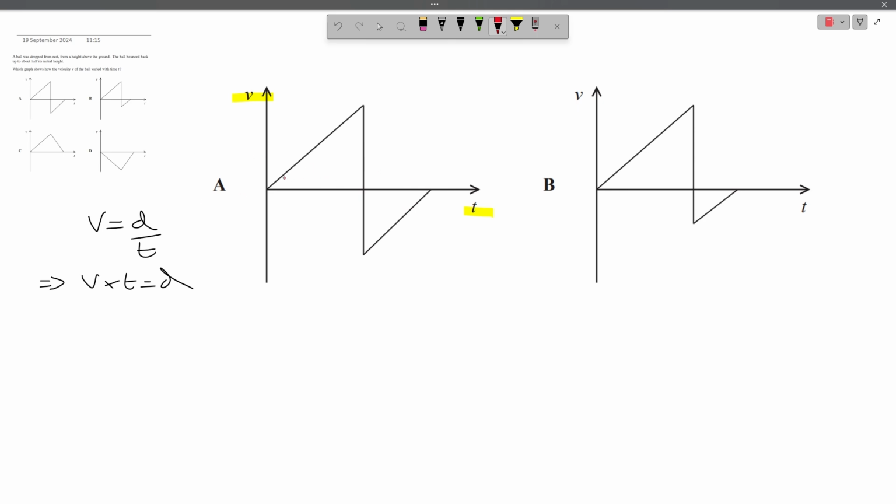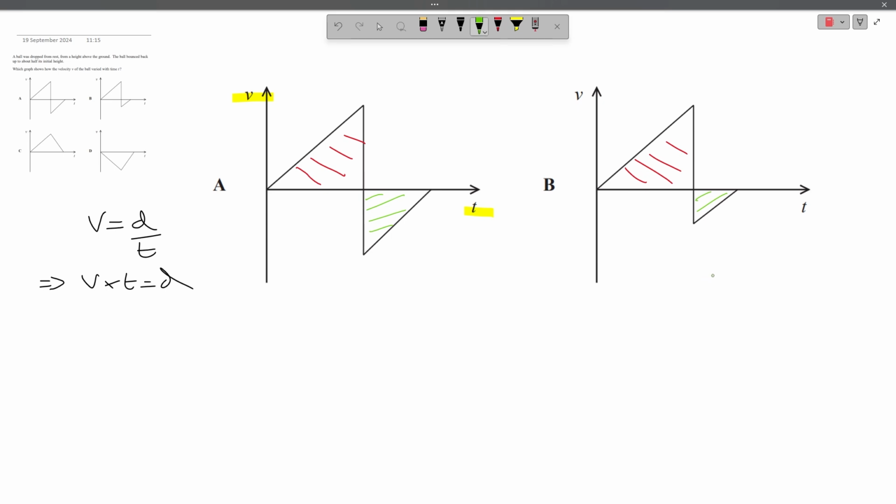So looking at graph A then, we can see that this area that I'm hashing in red is going to be a distance, and it's going to equal the height that it's dropped from. Whereas the hash in green here is when it's going back up, so that area is going to be the height that it bounces back up to. So the question is then to compare the two graphs, A and B, and see in which one you think the area of the green triangle is about half the area of the red triangle.